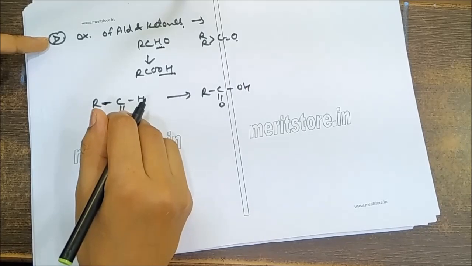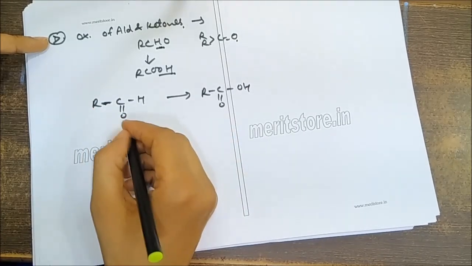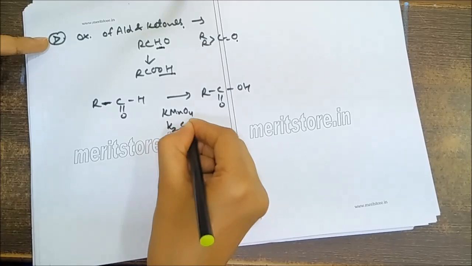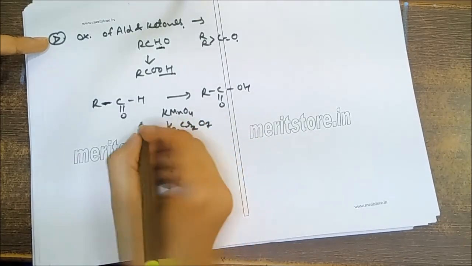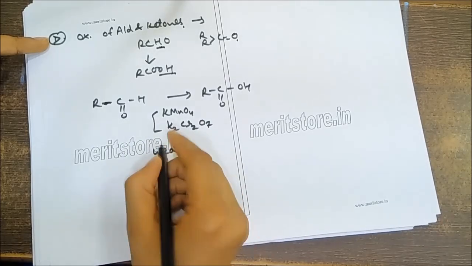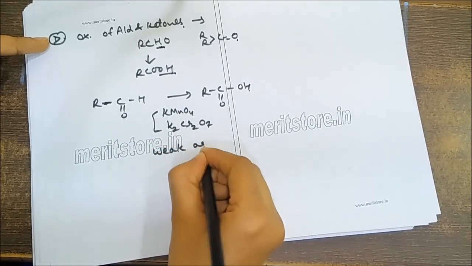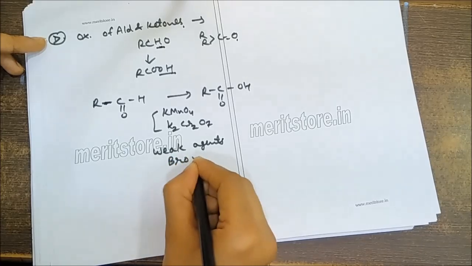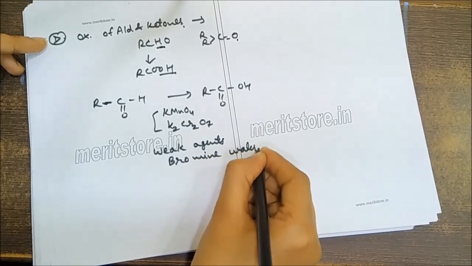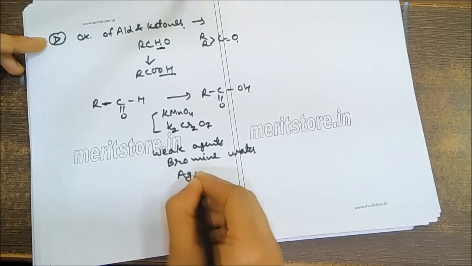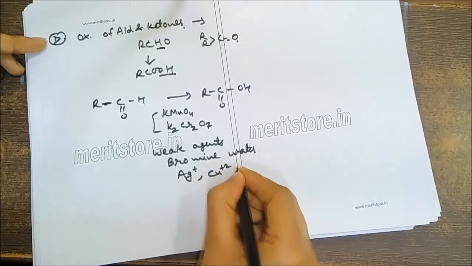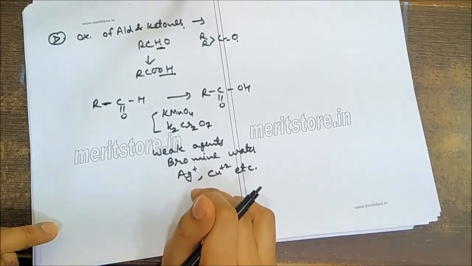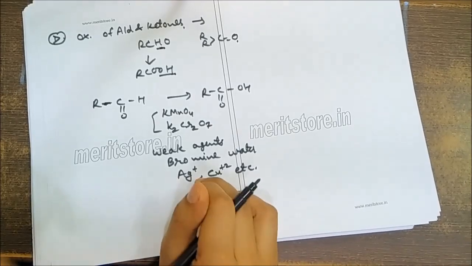So aldehydes are oxidized by strong oxidizing agents such as KMnO4, K2Cr2O7, potassium dichromate, as well as weak oxidizing agents. Weak oxidizing agents are bromine water and other reagents. So aldehyde acts as strong reducing agent as compared to ketones.